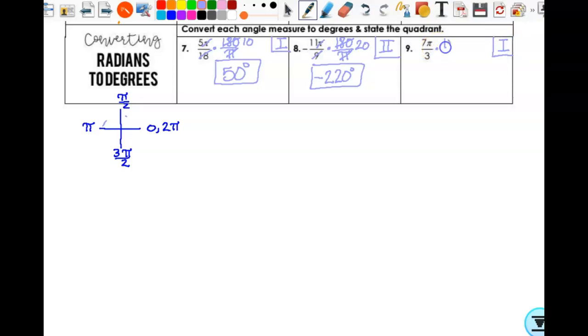So I'm going to multiply by 180 over pi. The pi's cancel out. 3 goes into 180 60 times, so I get 420 degrees.